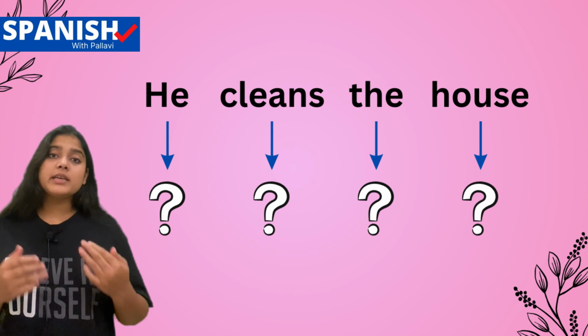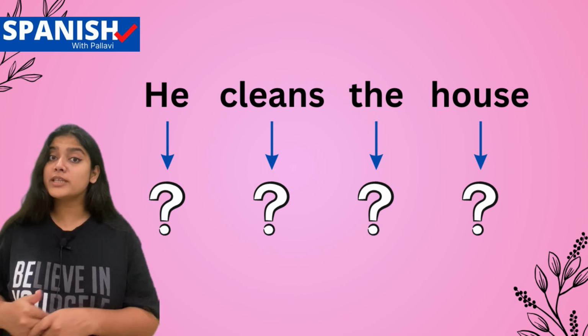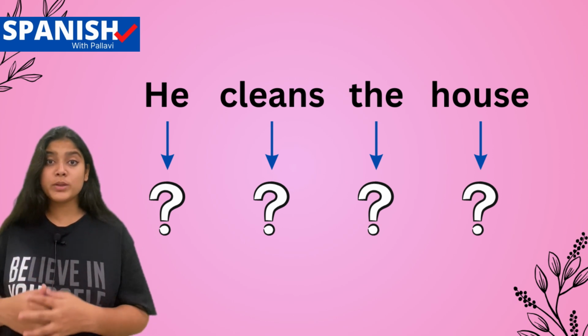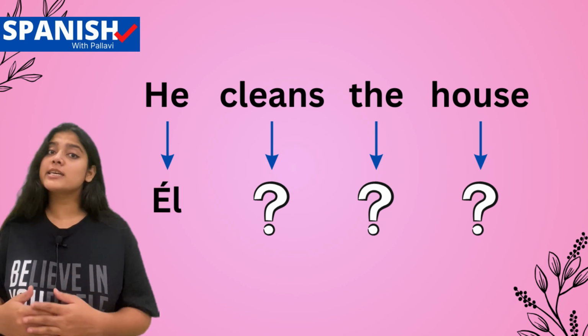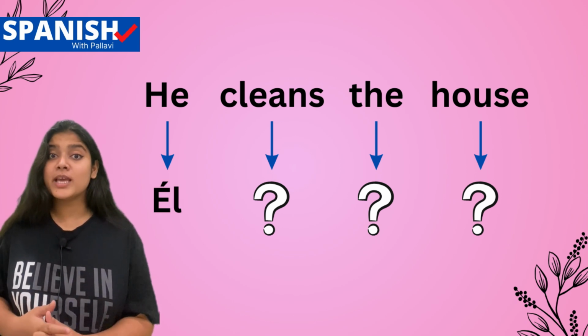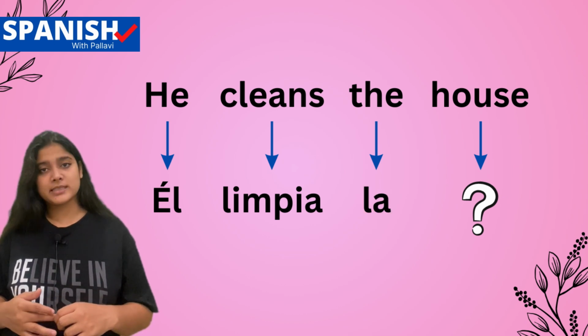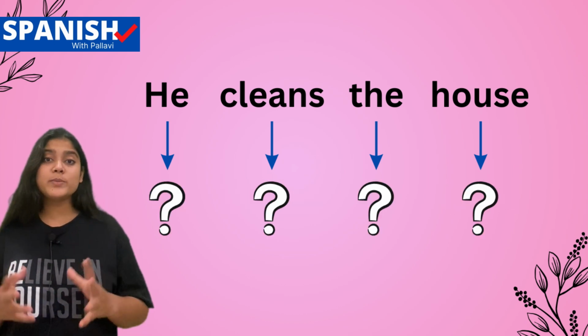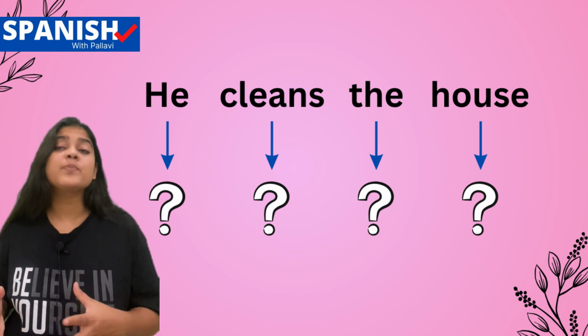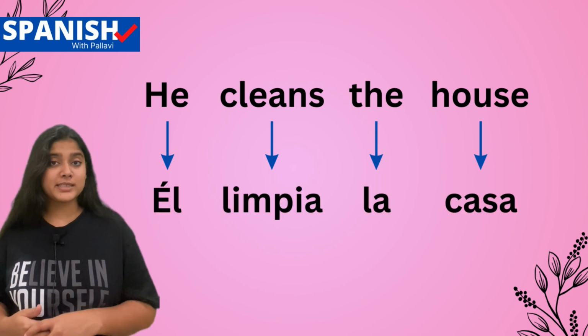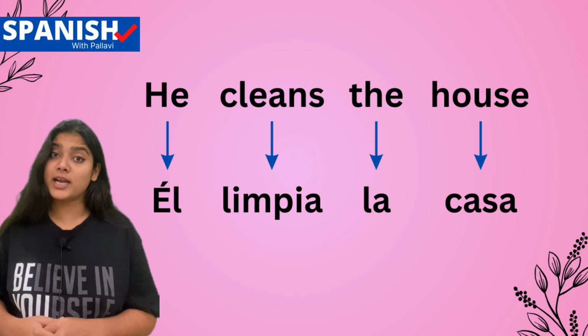Next. He cleans the house. How do you say that in Spanish? He will be él. Cleans will be limpia. The house will be la casa. So the whole sentence will be he cleans the house. Él limpia la casa.